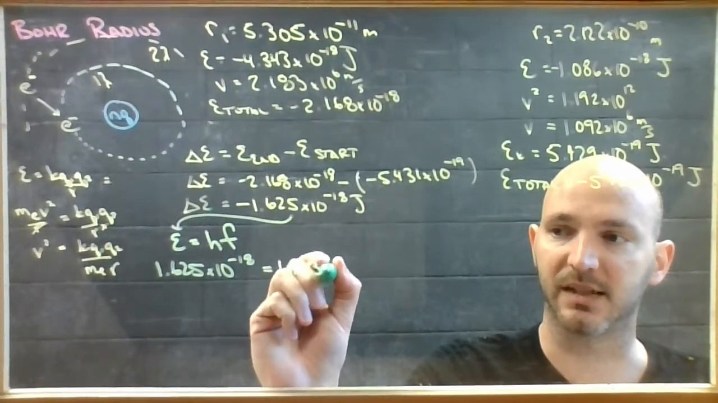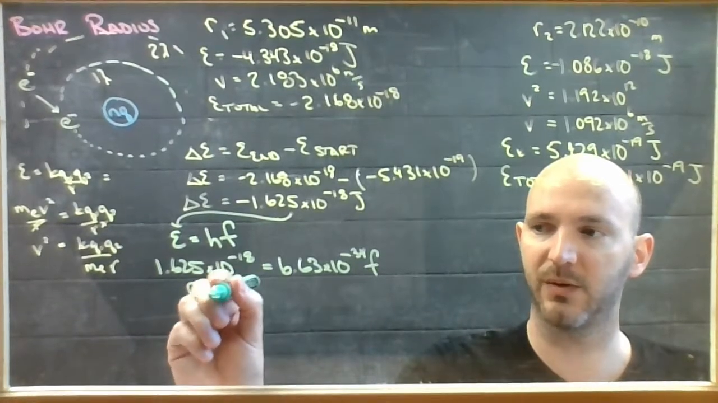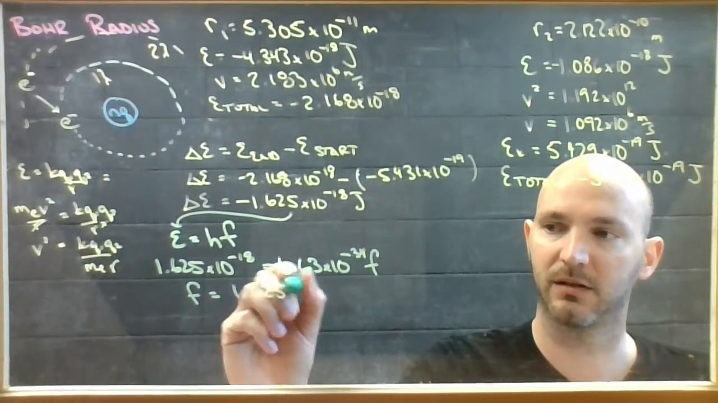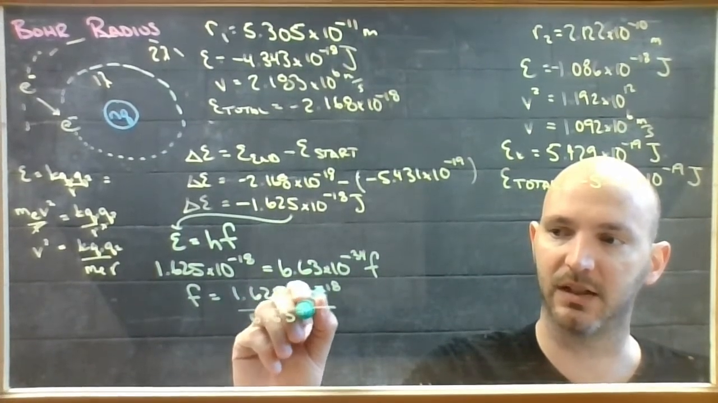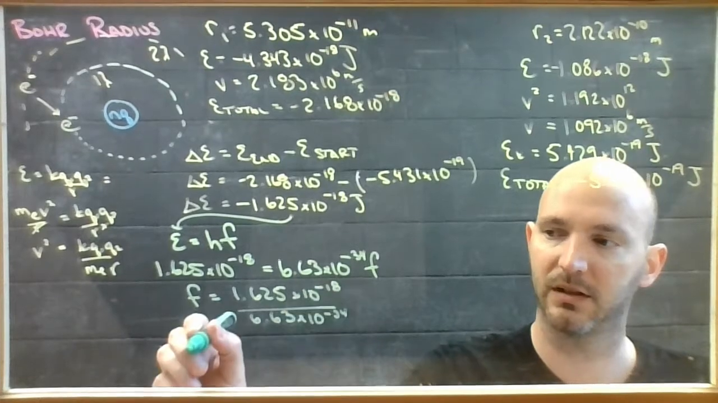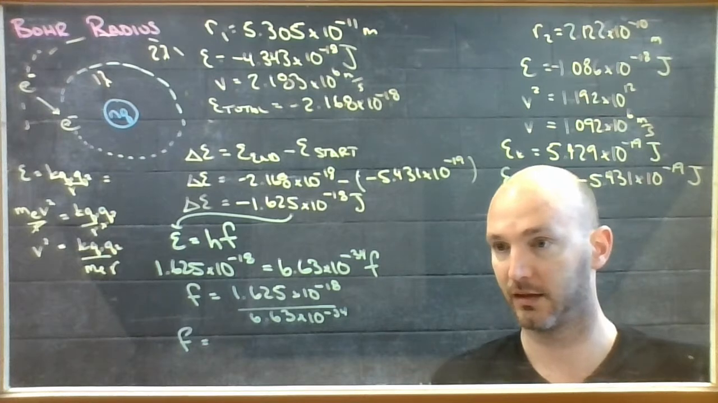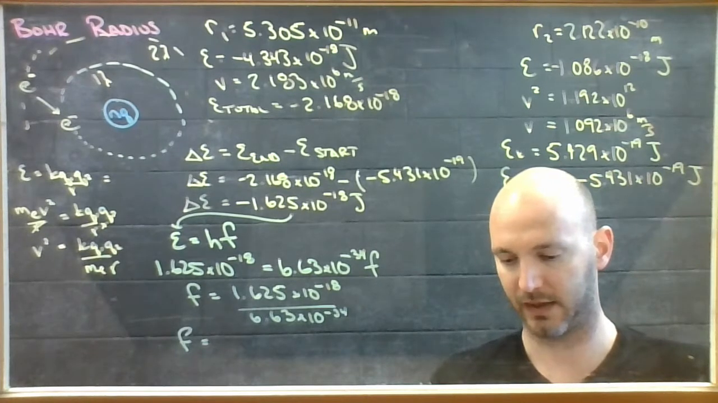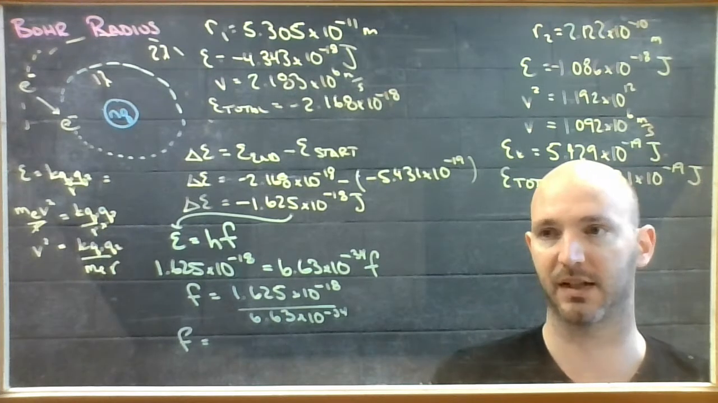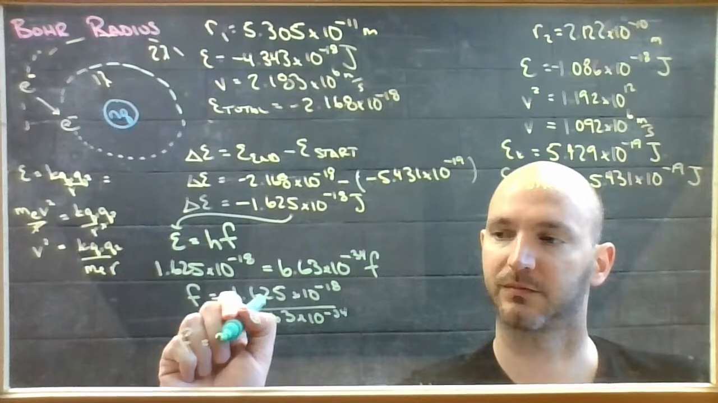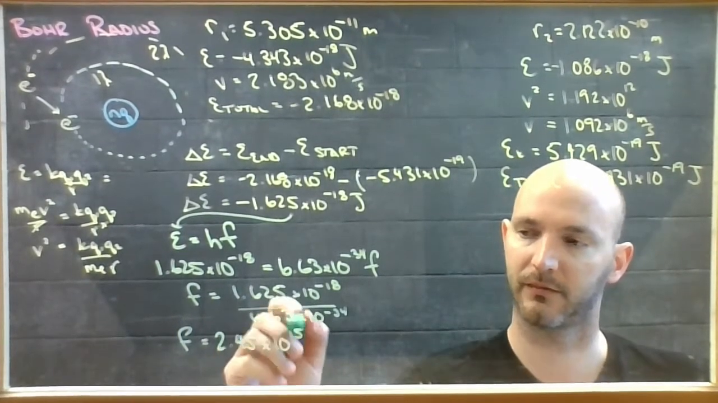H is 6.63 times 10 to the negative 34. There's an F. So the frequency of that photon is 1.625 times 10 to the negative 18 divided by 6.63 times 10 to the negative 34. Let's see. Divided by 6.63 times 10 to the negative 34 gives me 2.45 times 10 to the 15 hertz.